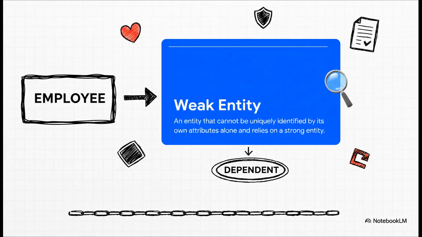Next, we have something called a weak entity. A weak entity is basically an entity that can't exist on its own. It's dependent on another one. Think about an employee's dependent for insurance. A dependent record only makes sense if you know which employee they belong to, right? Their very existence in the database is tied to that employee. This is super important for stuff like tracking benefits.